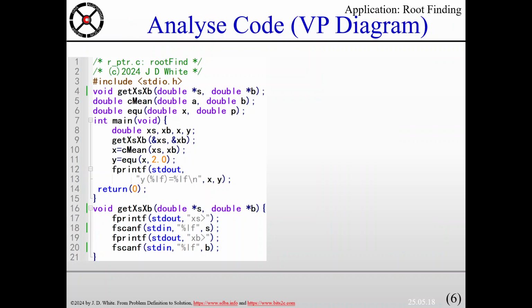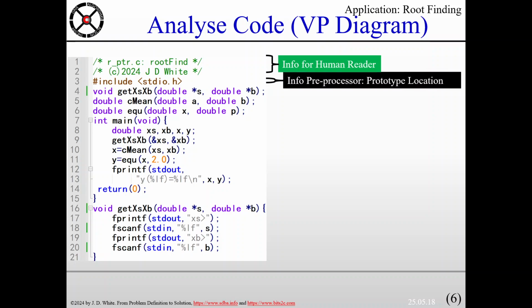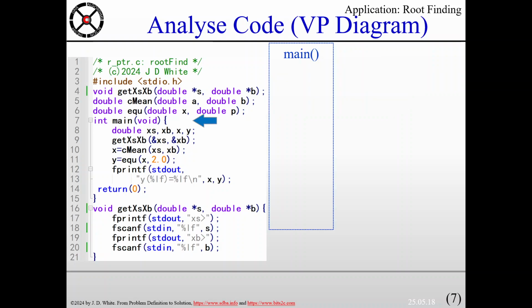Now let's analyze the code. I want BP diagrams again. Two lines, information for the human reader. We're familiar with that. Info for the preprocessor, the function prototypes that are not in the file, and function prototypes that are in the file. And then main starts.